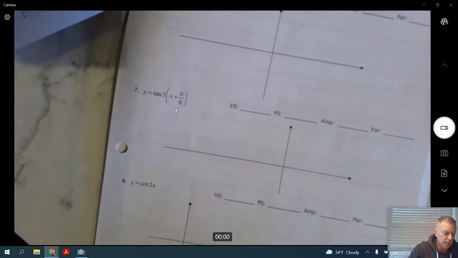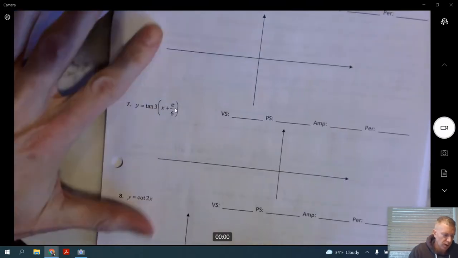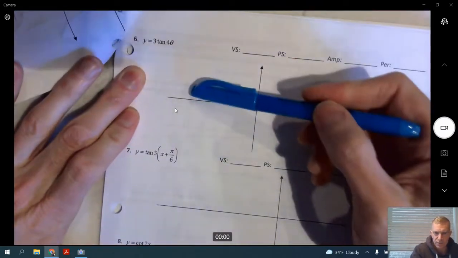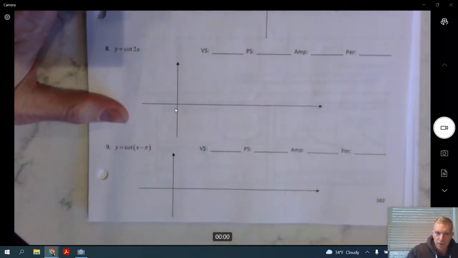I'll do one or two on the next page. I think it might be useful to do, actually, let's do the last two, which are cotangent functions. These two are cotangent functions. I'll post answers, but if you need more practice on the tangent functions, I graphed a whole bunch of them in that tangent video.